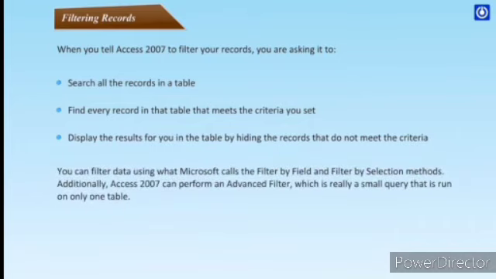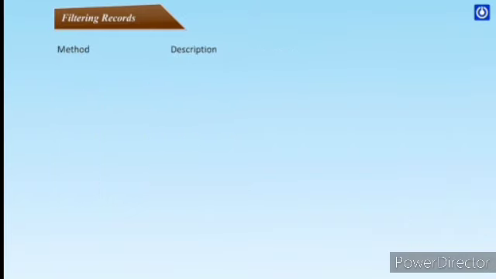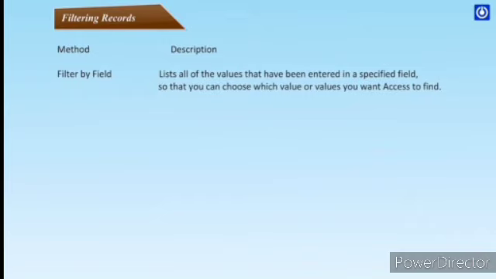You can filter data using what Microsoft calls the filter by field and filter by selection methods. Additionally, Access 2007 can perform an advanced filter, which is really a small query that is run only on one table. Method, description. Filter by field lists all of the values that have been entered in a specified field so that you can choose which value or values you want Access to find.